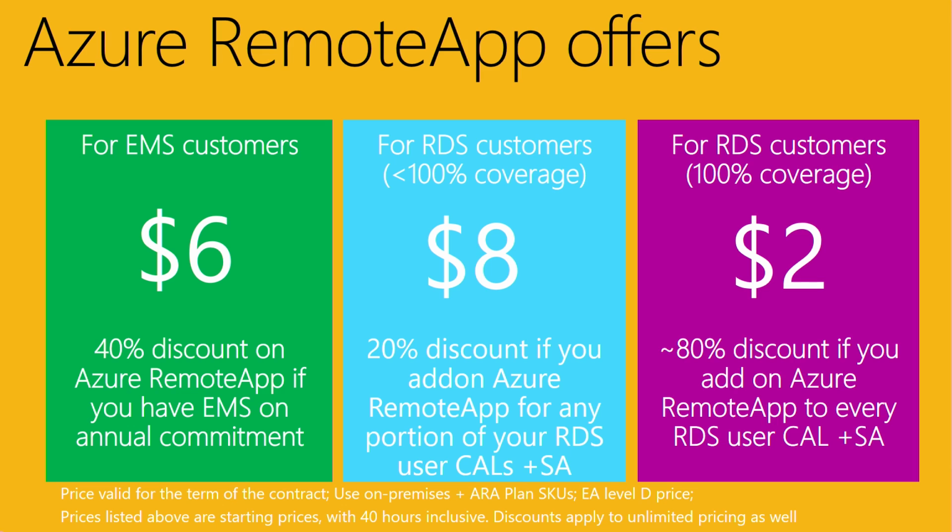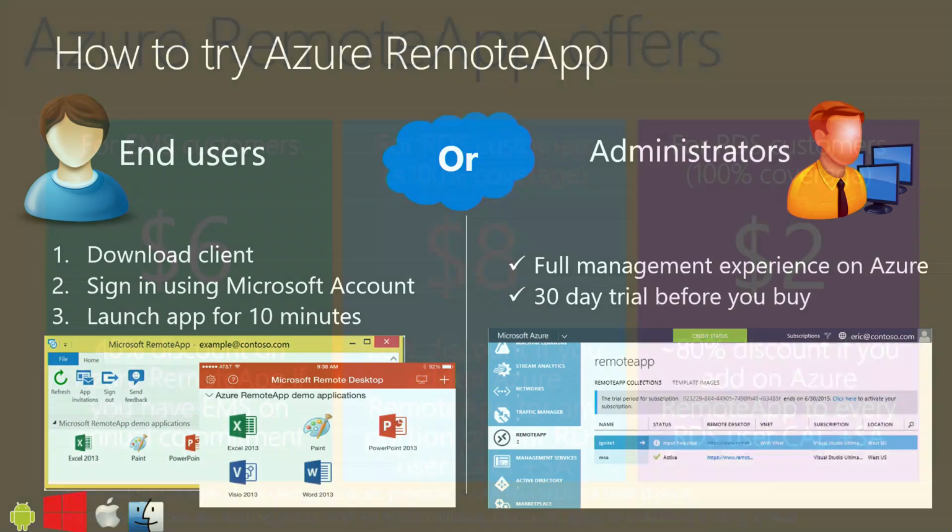I have $100 that I paid initially for an RDS CAL, and now I've paid $2 a user per month, so that's $24 a year. For $124, you get an RDS CAL to deploy it how you want, either on-prem, in Azure, or Azure RemoteApp, for $124. Great deal. You will not find it cheaper anywhere else.